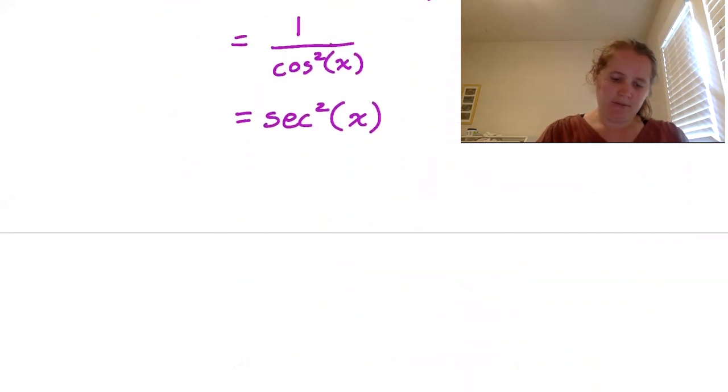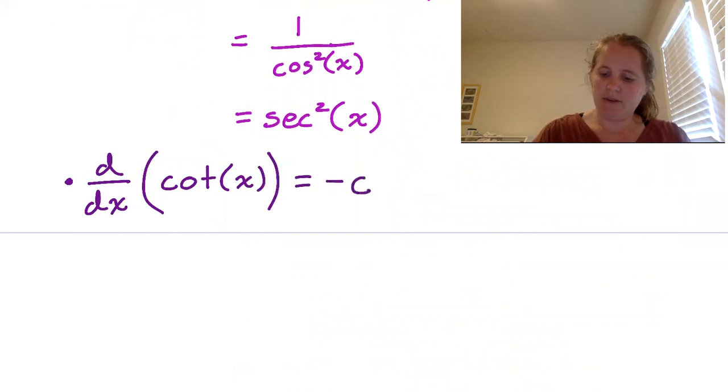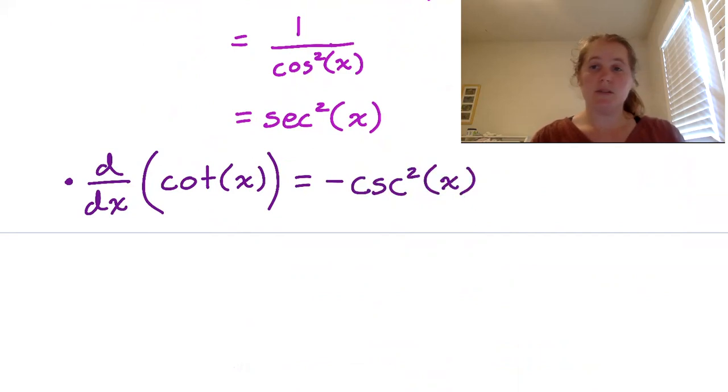Next up, it turns out that the derivative of cotangent of x is simply negative cosecant squared of x. We could do a similar argument using the quotient rule to prove this one.